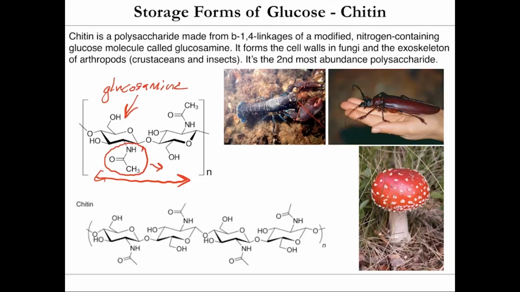And it's about the second most abundant polysaccharide on the planet after cellulose. And that's because it forms the cell wall in fungi, and then it also forms the exoskeleton in insects and in arthropods, so insects and crustaceans. So that's chitin. It's just a different storage form of a glucose polymer.